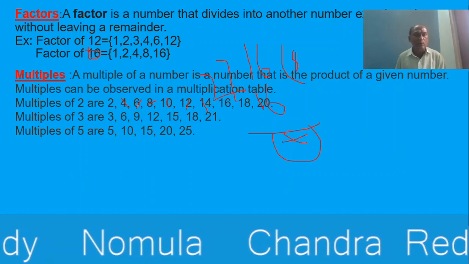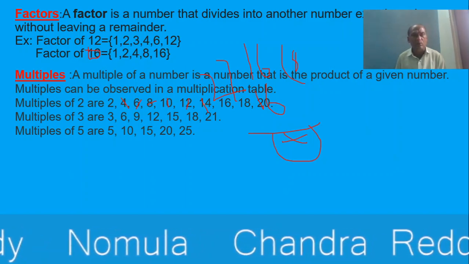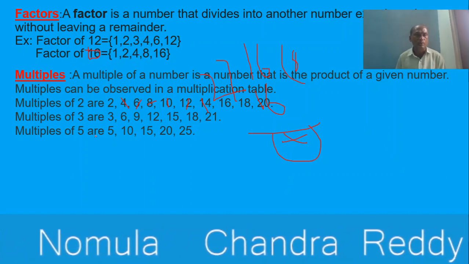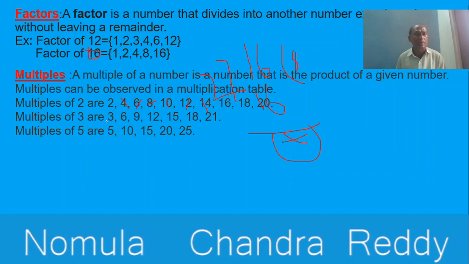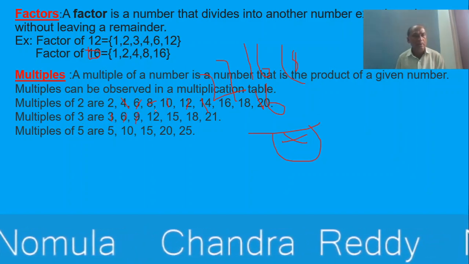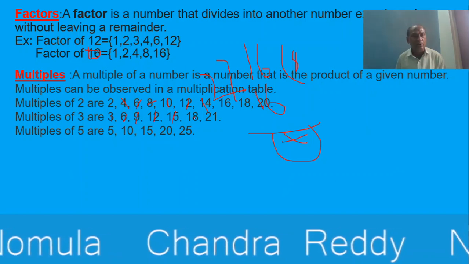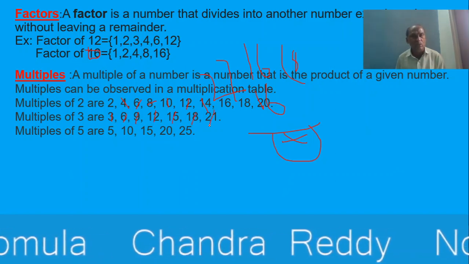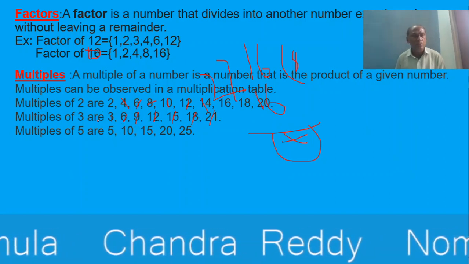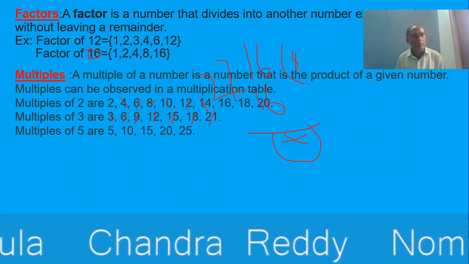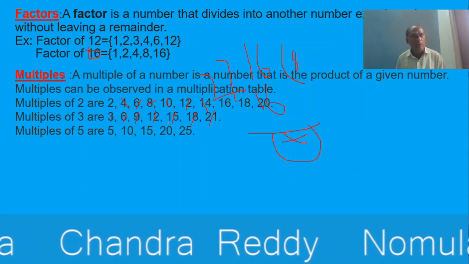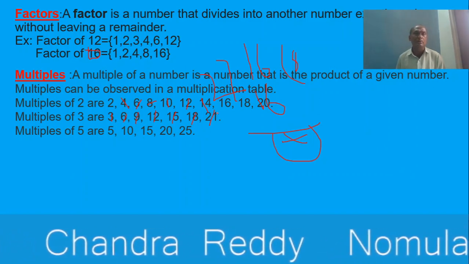Therefore, 2, 4, 6, 8, 10, 12 are multiples of 2. Next example, multiples of 3. 3 1s are 3, 3 2s are 6, 3 3s are 9, 3 4s are 12, 3 5s are 15, 3 6s are 18, 3 7s are 21. That's why this is the 3 multiple table. So the multiples of 3 are 3, 6, 9, 12, 15, 18, 21.